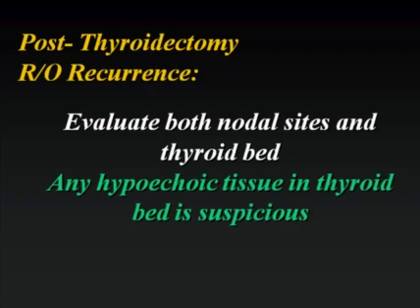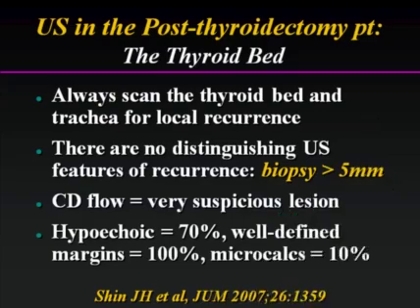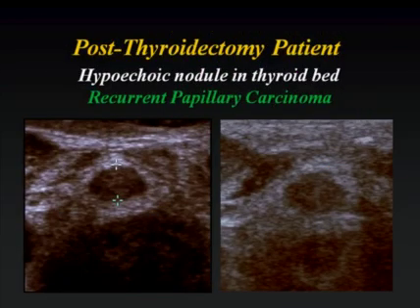Let's talk a little bit about the post-thyroidectomy patient and using ultrasound to look for recurrence, either at nodal sites or in the thyroid bed. And if we're talking about the thyroid bed, we want to pay strict attention to any hypoechoic tissue, particularly if it's vascular. And biopsy should be considered for lesions that are 5 millimeters or greater. And in general, they tend to be hypoechoic. Occasionally you see microcalcifications, and a lot of them we found have increased flow.